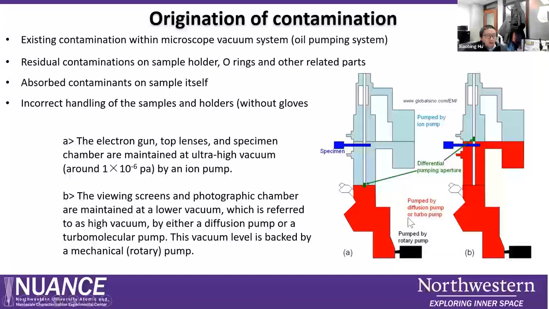At the bottom of the column, we do not require a very high vacuum, like your viewing screen and the photographic chamber, which are maintained at a relatively low vacuum. And for this kind of area, usually we use either a diffusion pump or a turbo molecular pump. If, for example, you use an oil pump, then the oil will diffuse from the back to your column. That is the main source of contamination in the microscope.